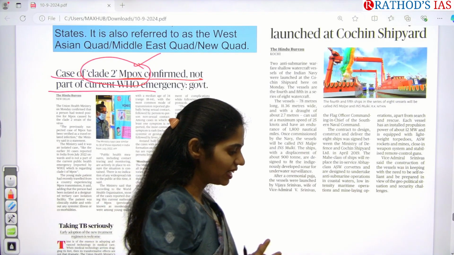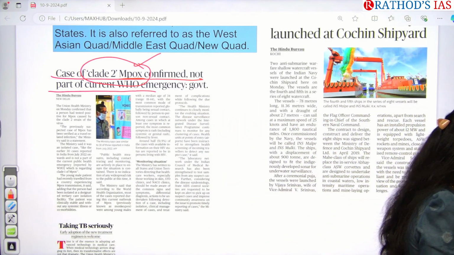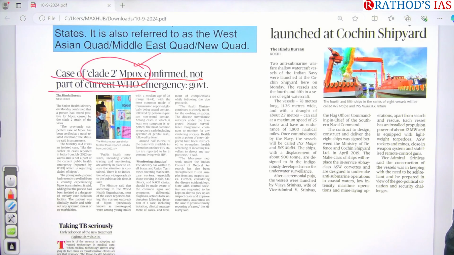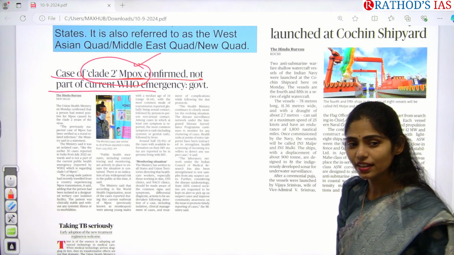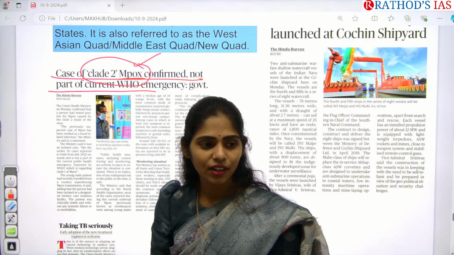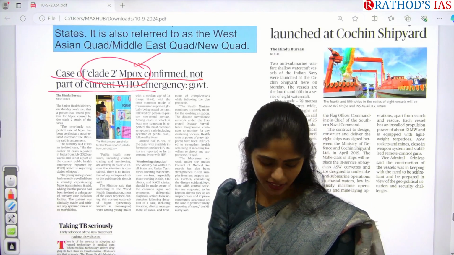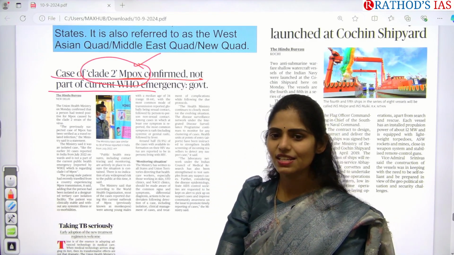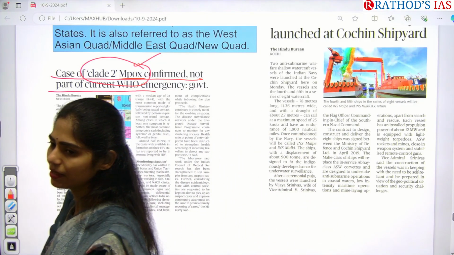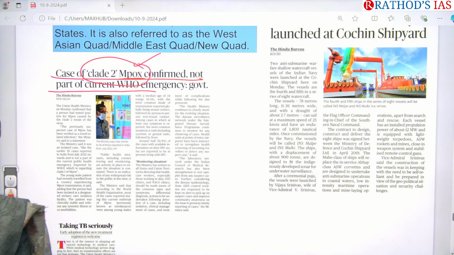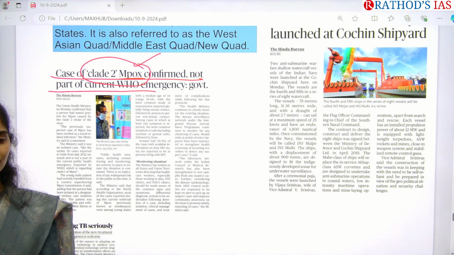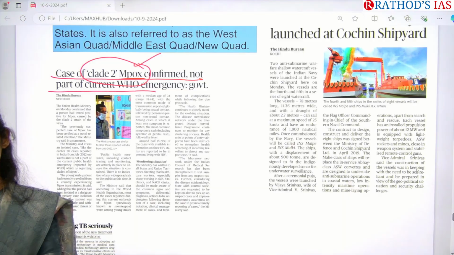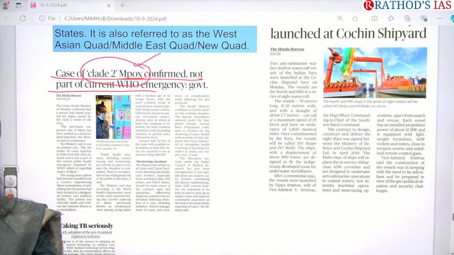Tell me why WHO declared this mpox as public health emergency of international concern. Why? Okay, because of spreading rapidly. Next. Okay, so there is less availability of vaccine. Can you name the vaccine name? Next. I gave you mains question also on this topic, and I guess many of you wrote. Next.